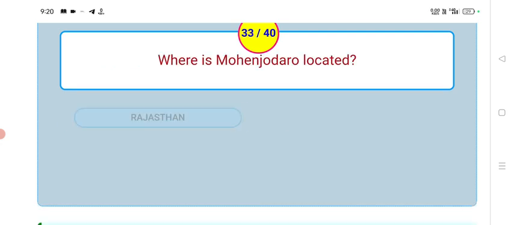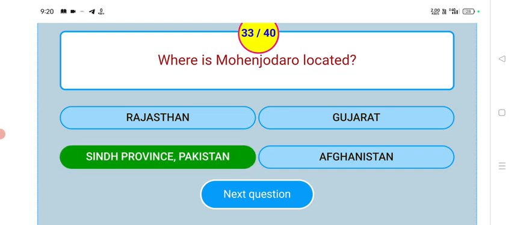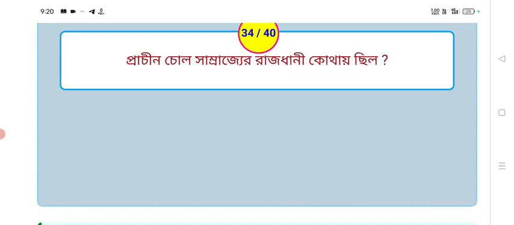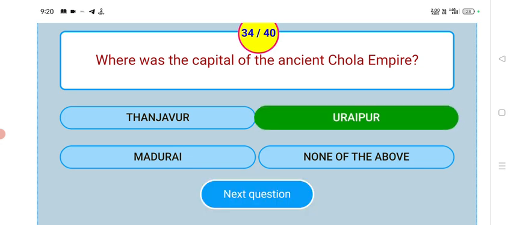Next, where is Mohenjo-daro located? Answer, Sindh province, Pakistan. Next, where was the capital of the ancient Chola Empire? Answer, Udaipur. The capital of the ancient Chola Empire was Udaipur.